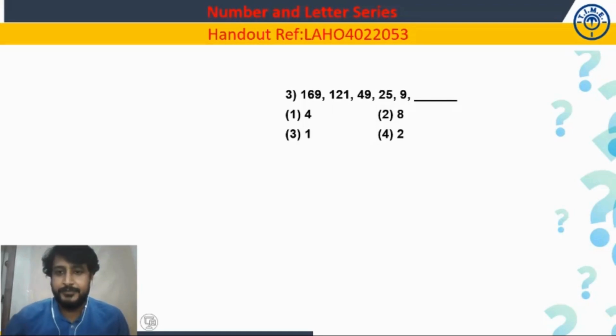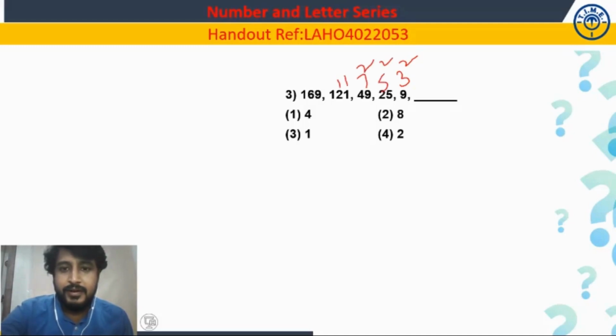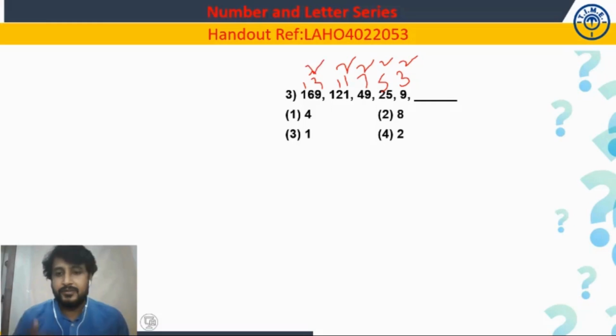Perfect squares. Good. Now, 9 is which number square? 3 square. 25, 5 square. 49, 7 square. 121, 11 square. 169, 13 square. So, these advantage. By looking at the given series, if you can recognize the numbers, identifying the logic will be very easy. If you can identify the logic very easy, quickly we can answer the question also.